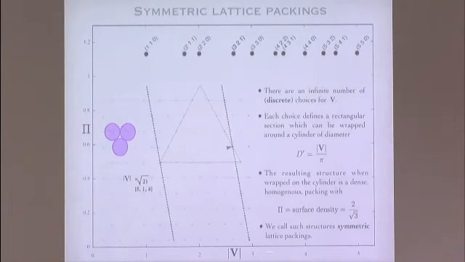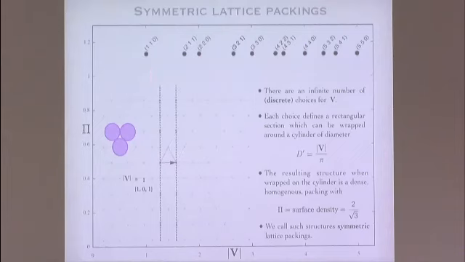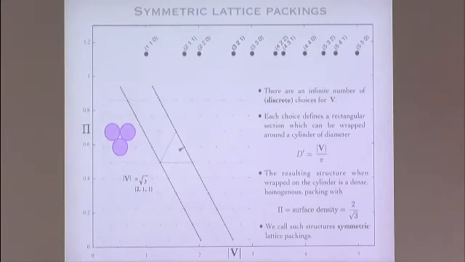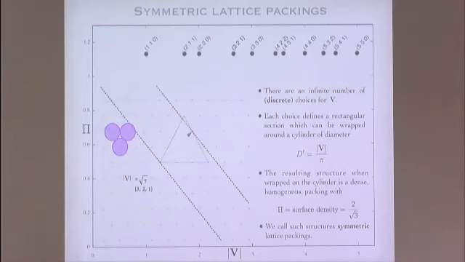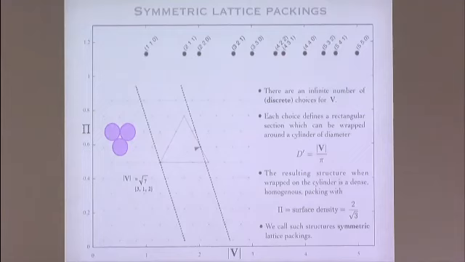So here are the different choices for the length of the periodicity vector. You can see 1 or 2, √3. So these are all these points here. And then in each case, when I wrap it onto the surface of a cylinder, I get exactly the same triangular pattern. And so they have exactly the same surface density when I wrap onto the surface of a cylinder.